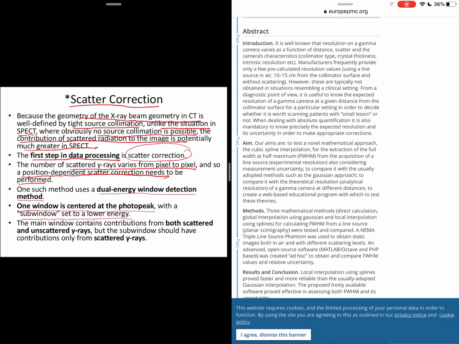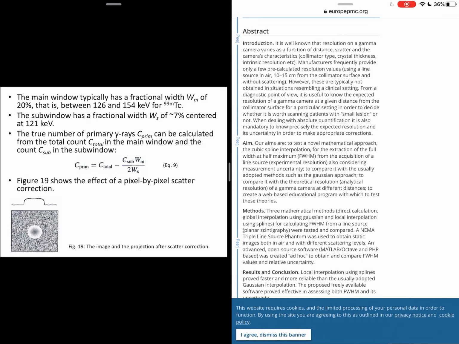So one method is by using a dual energy window detection method. One window is centered at the photo peak with a sub-window set to a lower energy. The main window contains contributions from both scattered and unscattered gamma rays, but the sub-window should have contributions only from the scattered gamma rays. So let's have a look at what this means.